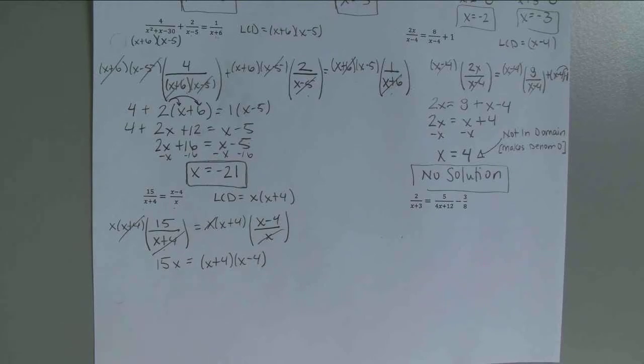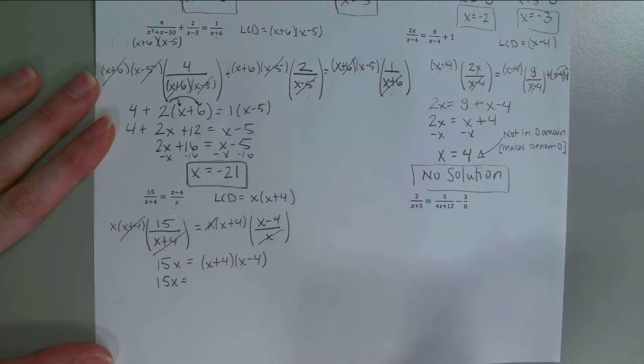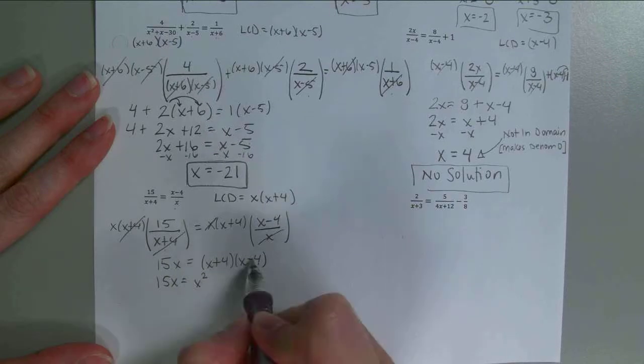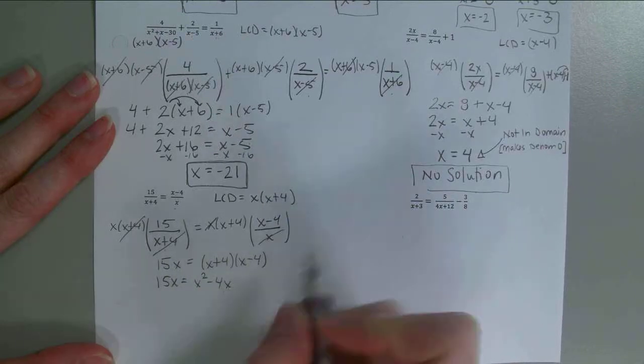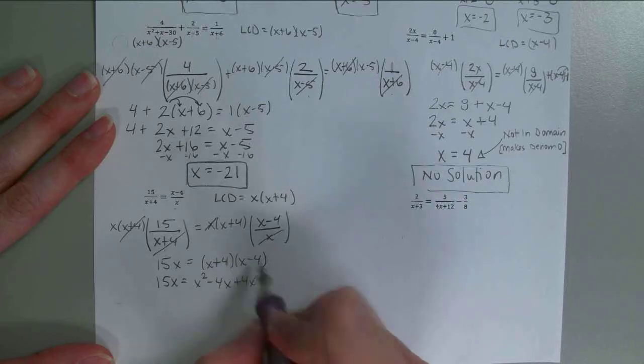But here, this is the issue of foiling to get rid of the parentheses, okay? So it's not just like, oh, distribute the 3. We got to distribute the x to both things and the 4 to both things, all right? So this 15x will hang out as we foil this, all right? So x times x is x squared. x times negative 4 is a negative 4x. 4 times x is a positive 4x. And 4 times negative 4 is negative 16.